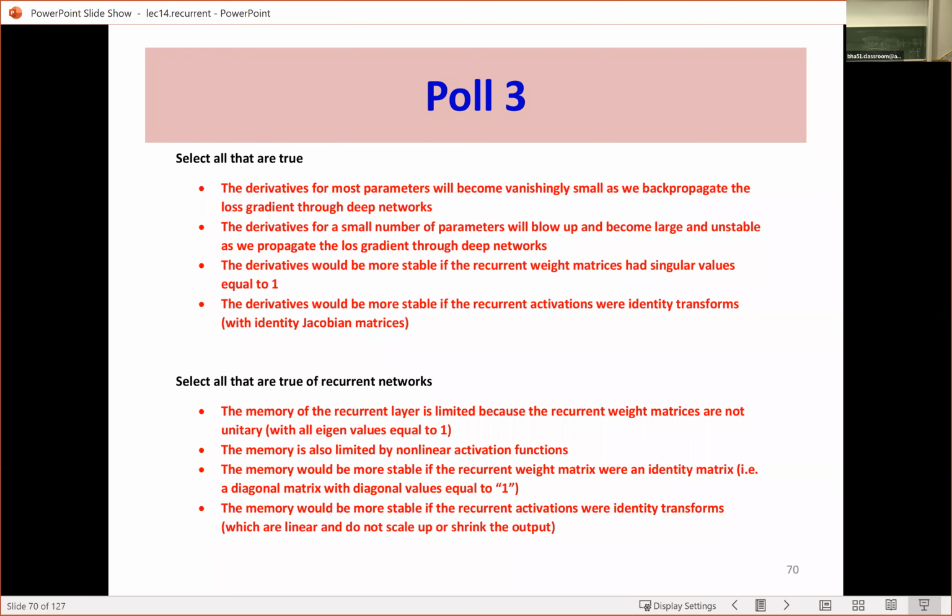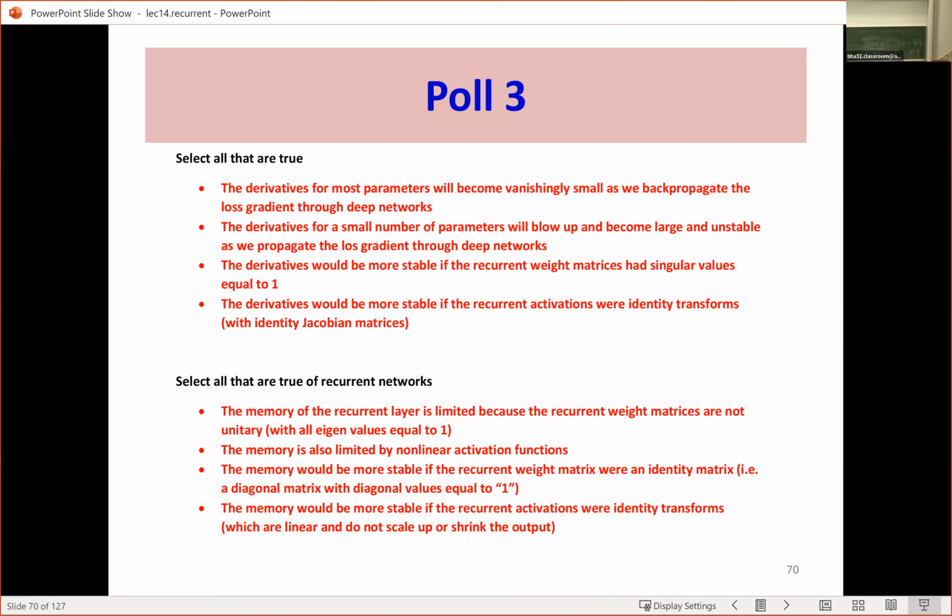Okay, I know, right? So this was an evil problem, but here's the point. The derivatives for most parameters become vanishingly small as we backpropagate loss gradients through deep networks. The derivatives for a small number of parameters will blow up. The derivatives of them would be more stable if the recurrent weight matrix had singular values 1, which is basically what Alex was saying, right? What is the best recurrent weight matrix we can have? An identity matrix. It doesn't do anything.